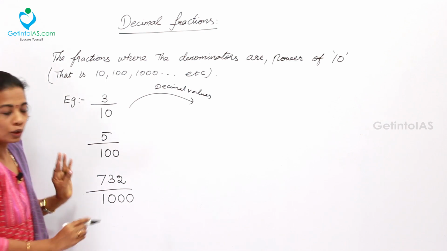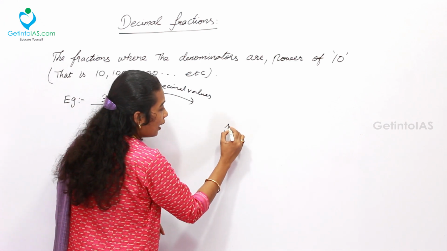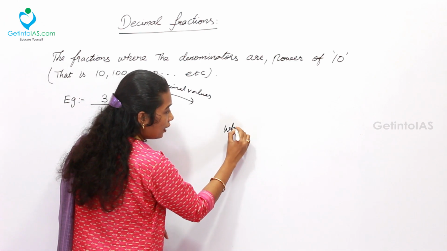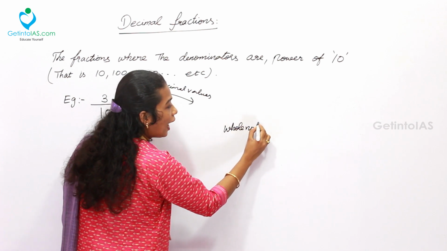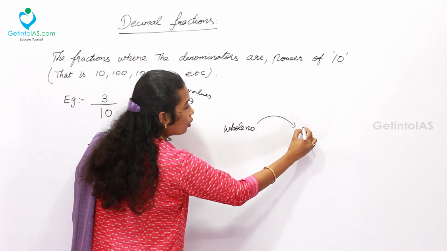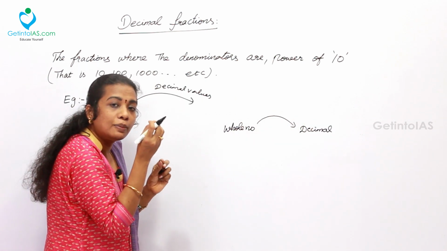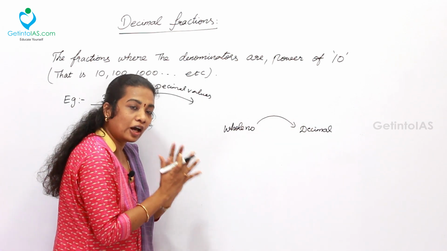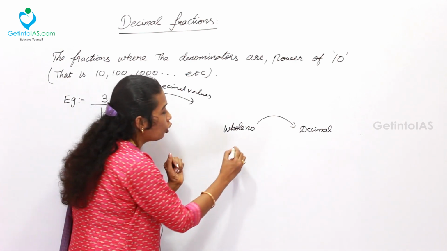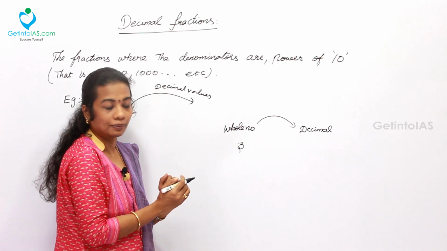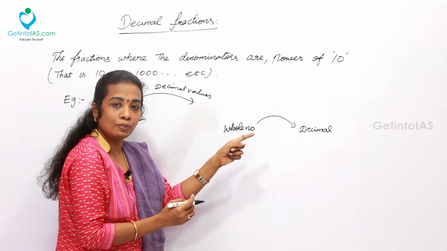So before entering into that, you want to know the fact that any whole number can be converted into a decimal value by including the decimal point at the end of that particular value. Say for example, a whole number 3 I have taken. So how to write 3 in the decimal format?